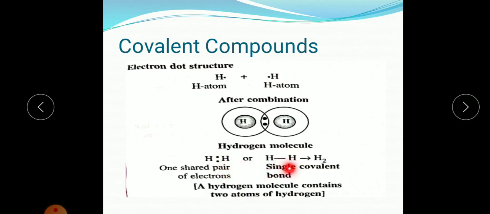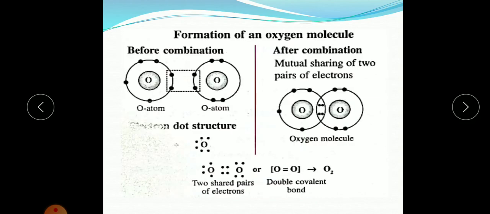If there are 2 electrons sharing, it is a double bond; 3, a triple bond, like that. So this is the electron dot structure for the hydrogen molecule. We'll see another example as well, oxygen.